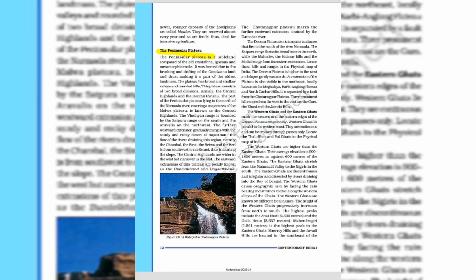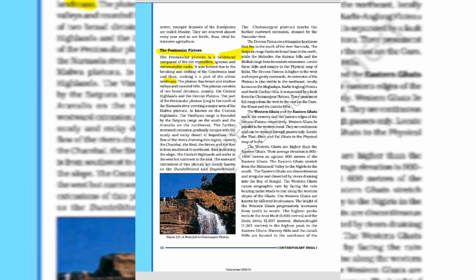Actually, a plateau is also a highland, and it is the oldest physiographic feature of India. Let us know about it. The peninsular plateau is a tableland composed of old crystalline, igneous, and metamorphic rocks. So tableland means it is a plain composed of old crystalline rock. It is not made of soil plain; it is made of old crystalline structure and igneous and metamorphic rocks. It has formed due to the breaking and drifting of Gondwana land, thus making it part of the oldest land mass.